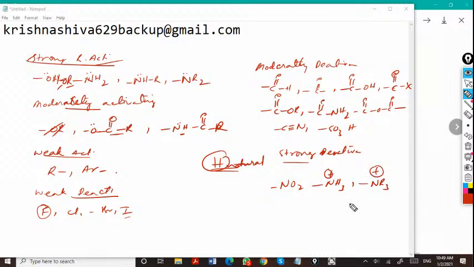So the thing is, the left side groups are donating and the moderate ones are activating. Here we are also including the weak activating and weak deactivating groups. These all are going to direct the incoming group. For example, if a methyl group is present on the ring, it acts like a weak activating group, so it will activate the ring system weakly.